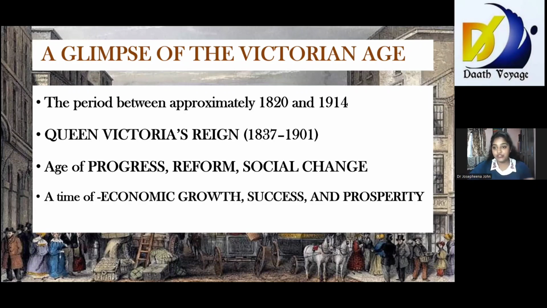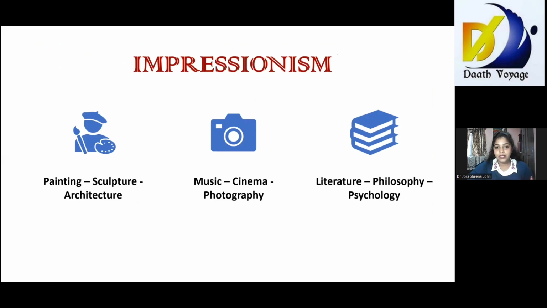So we'll see the first topic of this lecture, Impressionism. Like in the slide, you will find that Impressionism is an art movement by a group of people from France. But it not only pertained to literature, it also pertained to painting, sculpture, and architecture. It was also predominant in music, cinema, and photography, and in literature, philosophy, and psychology. So let's see how it has made its way into all the genres of learning, and how it canopies everything under the same umbrella term called Impressionism.